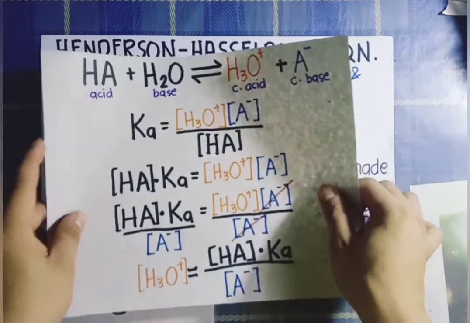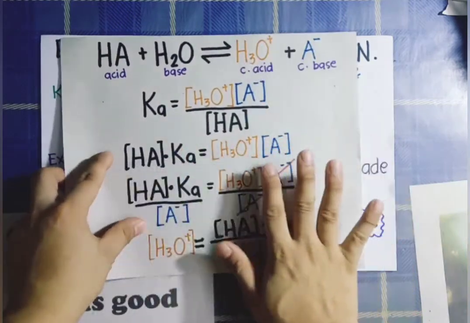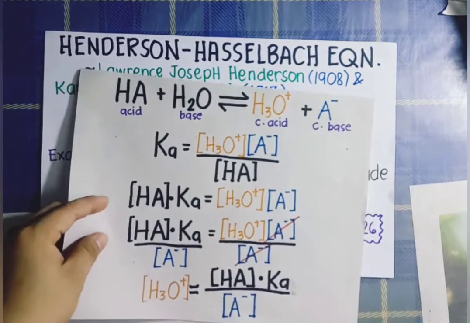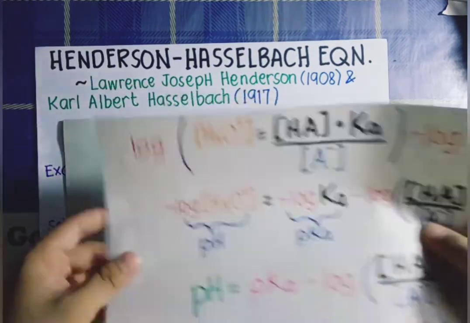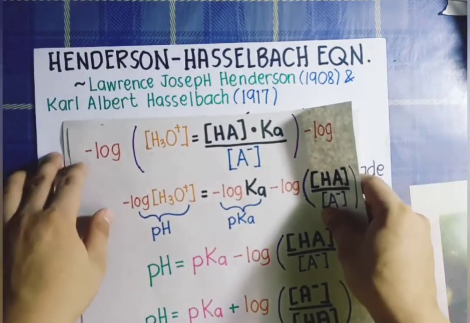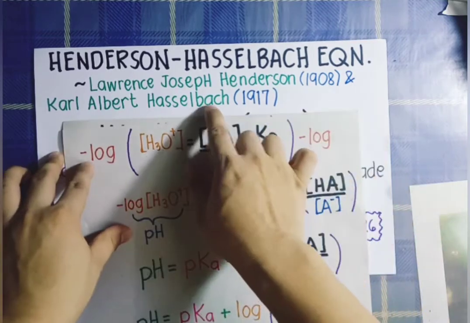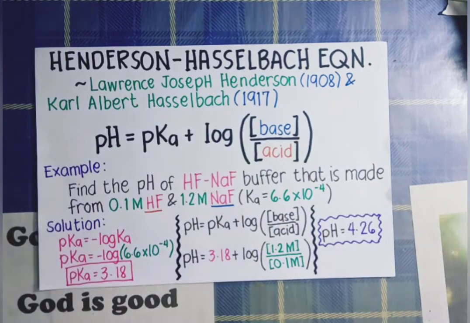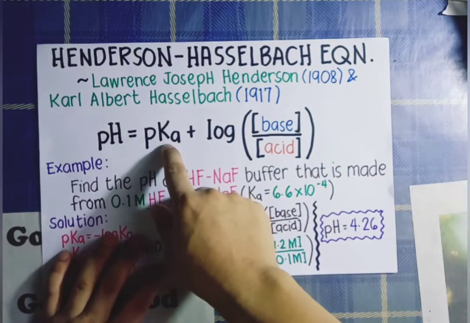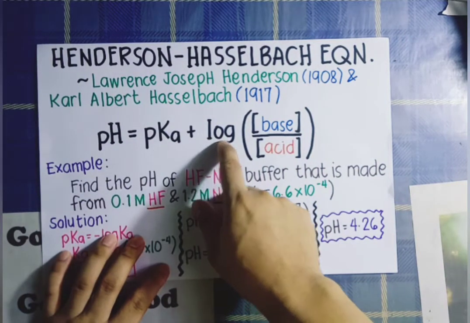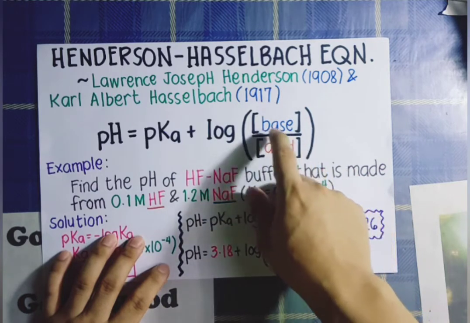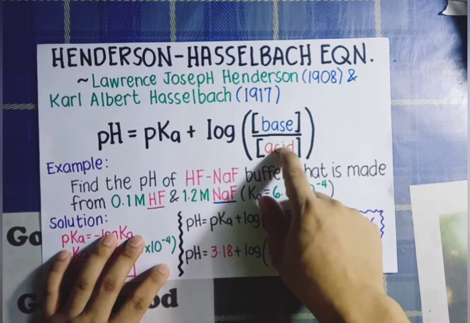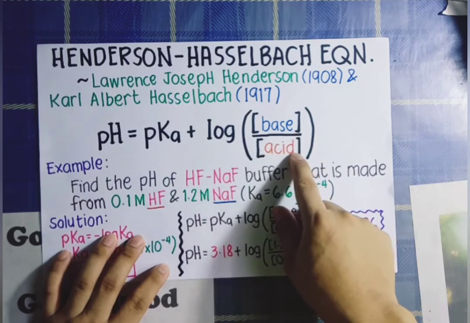The Henderson-Hasselbalch equation was first derived by Lawrence Joseph Henderson and Carl Albert Hasselbalch. Remember the first part of our derivation, this part? This was derived by Henderson in 1908, and the second part of our derivation, this part with negative logarithm, was derived by Hasselbalch in 1917. And so we have here the Henderson-Hasselbalch equation: pH is equal to pKa plus the logarithm of the ratio of the molar concentration of the base in our buffer solution over the molar concentration of the acid in our buffer solution.